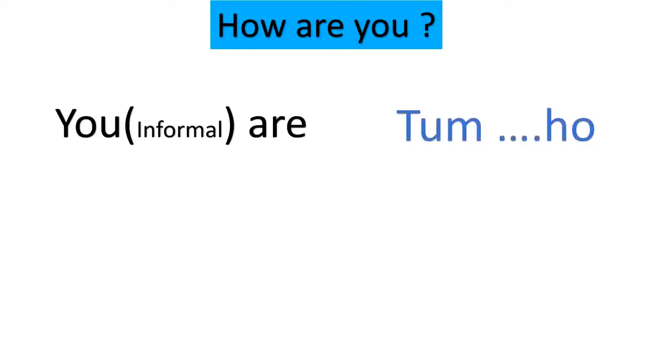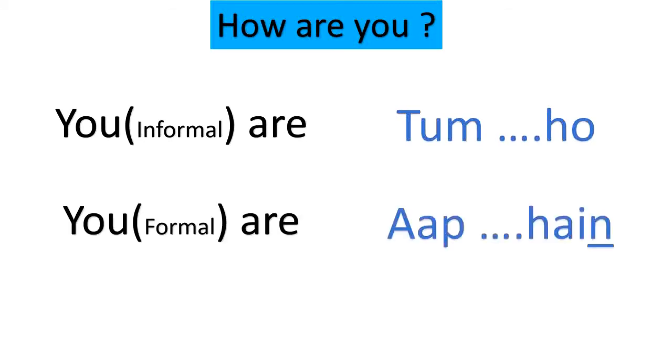Recall from previous lessons, informal you is tum and formal you is aap. Remember, for informal conversation, you always use tum and your sentence should finish with ho. So remember, tum ho. For formal conversation, you start with aap and finish with hain. Aap hain.